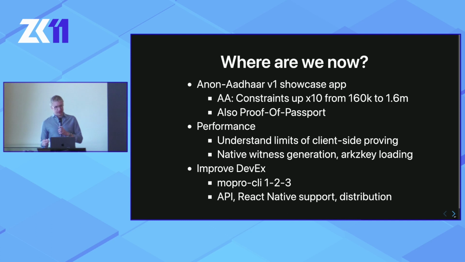We've also been working with Proof of Passport, who have similar concerns in terms of ZK identity. Also, the reason that the number of constraints exploded was because they added support for proper nullifiers and selective disclosures and so on. So you can prove that you have a valid Aadhaar and you are from a certain province, which is interesting for certain applications.